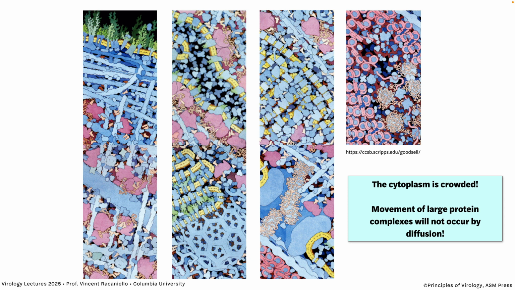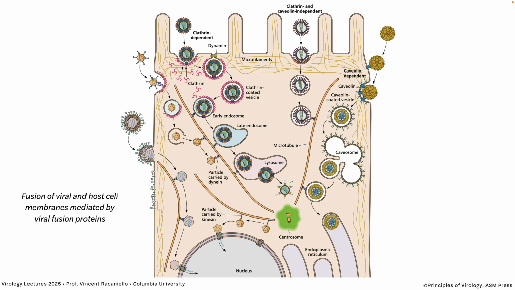Things do not diffuse. People have calculated that if a virus particle bound to the plasma membrane, it would take hours to diffuse to the nucleus, if it were just random diffusion. So that doesn't happen because the cytoplasm is crowded. So how do things move? By motors. There are motors in the cytoplasm. And we're going to show you how that works.